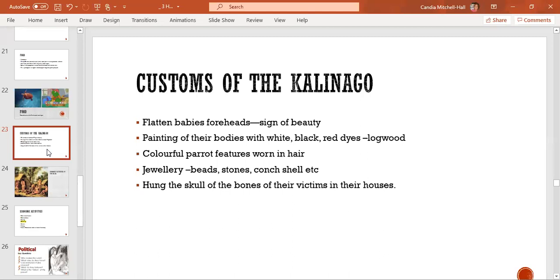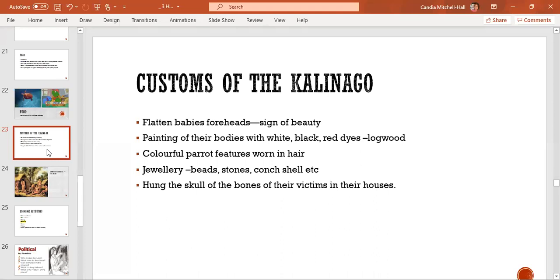Once they went to war, it was a trophy. For instance, when you have done something well, you get a plaque or a trophy. For them, the skulls and bones of their victims, those whom they would have devoured, were hung in their houses. And maybe because of that practice, what do you think would be the assumption?